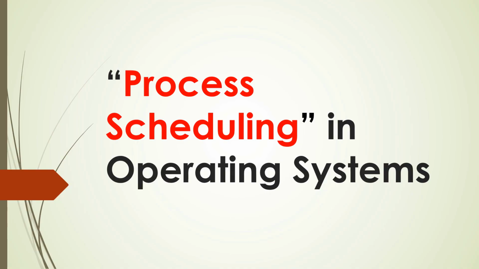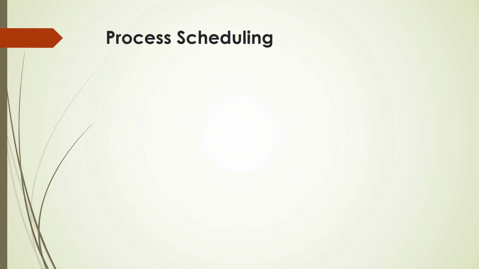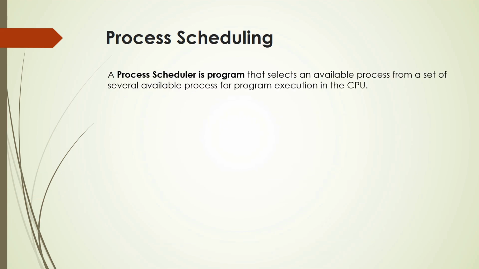Today we will discuss process scheduling in operating systems. To understand process scheduling, we have to see the process scheduler. A process scheduler is a program that selects an available process from a set of several available processes for program execution in the CPU. Generally, at a particular point in time, there are several processes available in the system. The process scheduler selects one process from that available list and puts it in the CPU for execution.